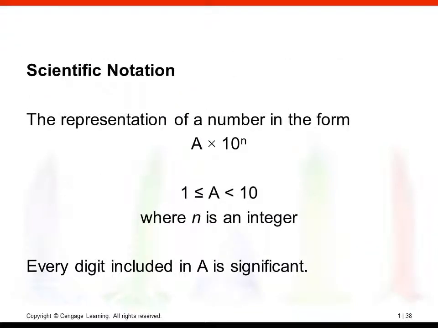Scientific notation is a means of expressing very large or very small numbers in terms of an integer and an exponent. The value of a must be greater than or equal to 1 but less than 10. A nice thing about scientific notation is that the digits in a are representative of the significant digits in the measurement.